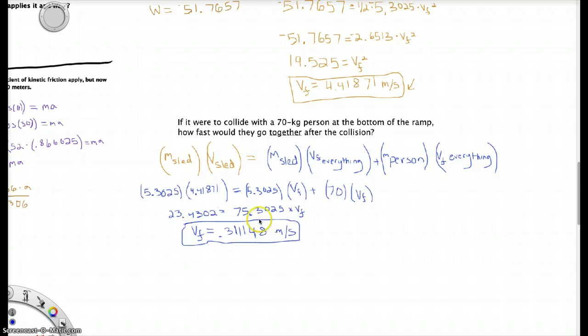So the final velocity of all the objects is 0.31148 meters per second. Now, you might wonder why it's so small. Well, if you think about it, it's not going at a very high velocity in the first place because it's only about 4.5 meters per second, and its weight is not that high compared to the 70 kilogram person. So they would not be going that quickly.